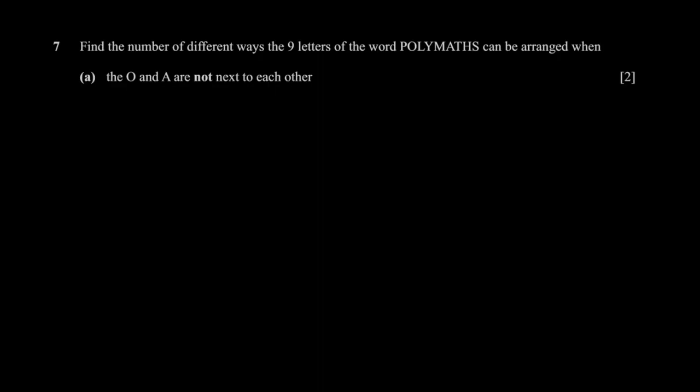Okay, so the number of ways without any restriction, right? So in other words, you can just do whatever you want. The O and the A can be next to each other, or they can't be, doesn't matter. Well, how many letters in polymaths have you got? You got 9. So that's 9 factorial, or if you prefer 9p9, because you've got 9 items, you're arranging 9 of them, and the order matters, okay?